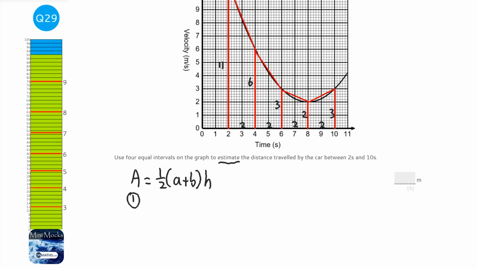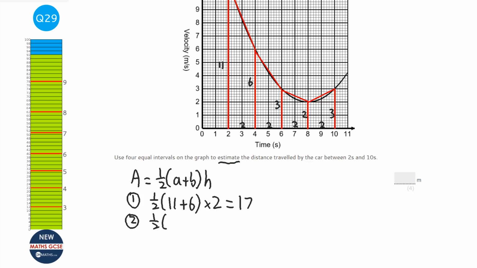Now number 1 is going to be half 11 plus 6, because a and b are the ones on the left and right of the trapezium, times 2. And I can use my calculator for this, so it's going to be 17 divided by 2 times 2. I don't know why I'm dividing by 2 and timesing by 2. It's just going to be 17, because the half and the 2 will cancel out. So the second one is going to be half, and this time it's 6 plus 3 times 2. Well, we know the half and the 2 will cancel out, so that's just going to be 9.